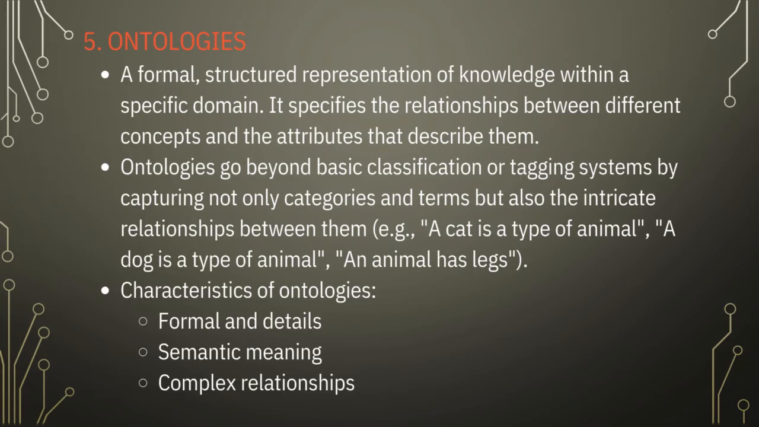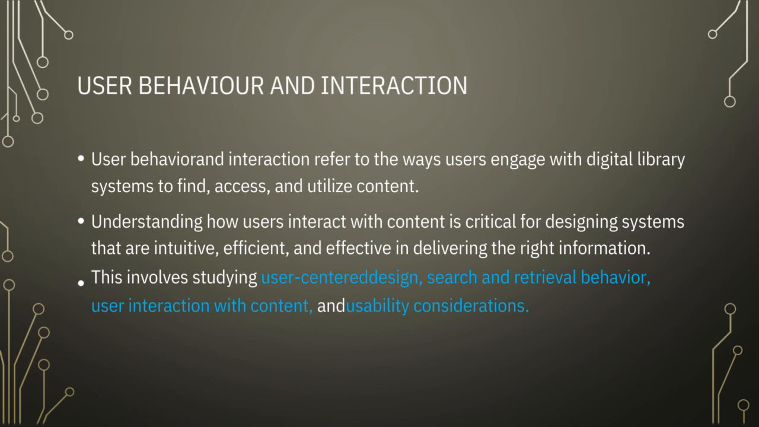In this section, we focus on user behavior and interaction in digital library systems. User behavior and interaction refer to the ways users engage with digital libraries in order to find, access, and use information. This includes how users search, browse, filter results, read content, and make decisions about which resources are relevant to their needs. Understanding user behavior is critical because a digital library is only effective if users can interact with it successfully. Even the most well-organized collection will fail if users find the system confusing, inefficient, or difficult to navigate.